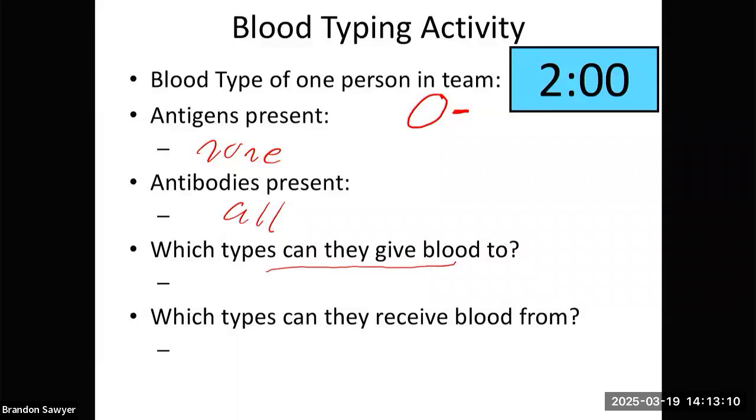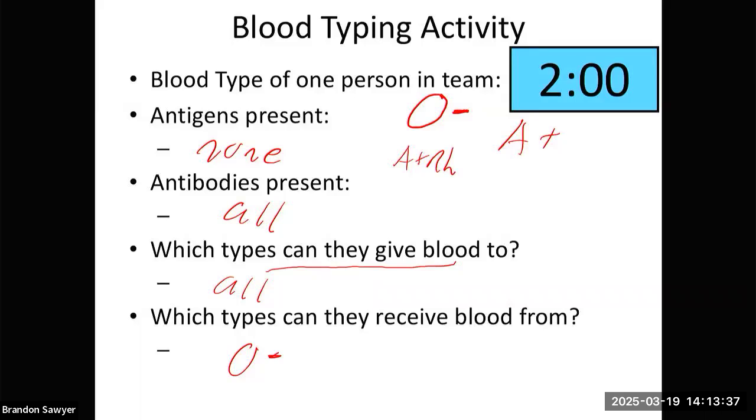So what types of blood could I give to? I give to everybody, right? Yeah, so all blood types. That was too easy of one. I shouldn't have done my own blood type. And then what types can I receive? Only O negative, right? Because of that match. Let's do one more real quick. Let's do A positive blood. Okay, so which antigens are present on A positive blood?